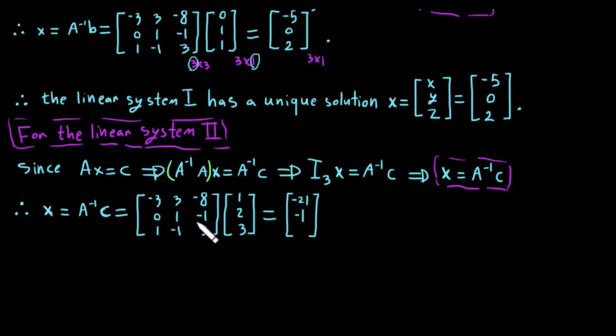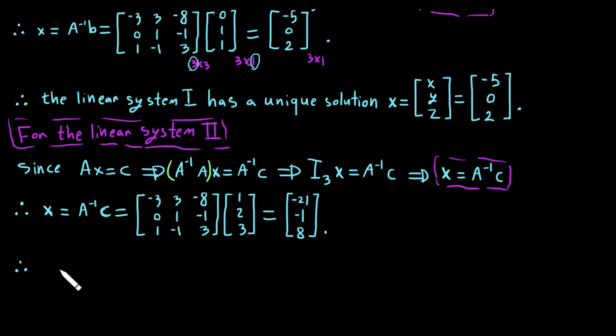To get this element, we multiply this row by this column. 1 multiplied by 1 is 1, plus -1 multiplied by 2 is -2, plus 3 multiplied by 3 is 9. So 1 plus 9 is 10, and 10 minus 2 is 8. So here I write 8.